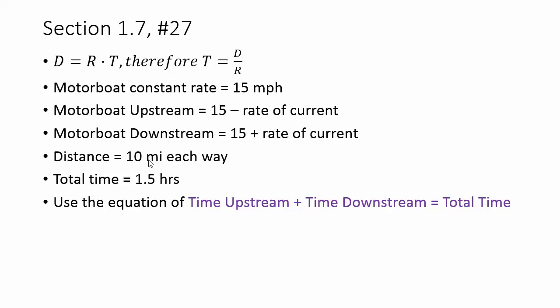Now, we're also given that this boat goes 10 miles upstream and then 10 miles downstream. And it takes the boat a total of 1.5 hours. So we wanted to find the speed of the current with this given information. With this information, we can describe the time upstream plus the time downstream, and we can set that equal to the total amount of time.